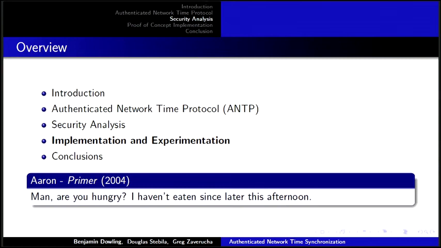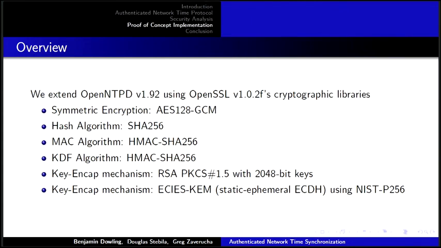So now moving on to our implementation of ANTP and the subsequent experiments that we do with this. We utilize OpenNTPD and we extend it using OpenSSL's cryptographic libraries. We give here the cryptographic primitives that we use to implement ANTP. In particular, we implement two different key encapsulation functionalities, RSA PKCS, and static ephemeral elliptic curve Diffie-Hellman, in order to compare performance.